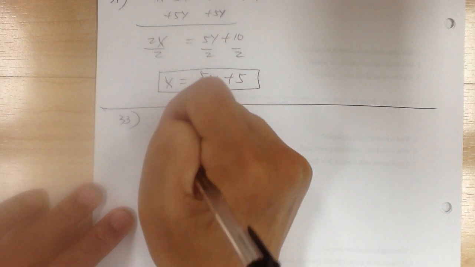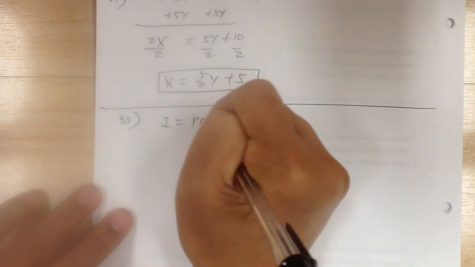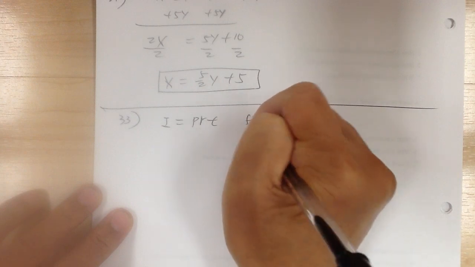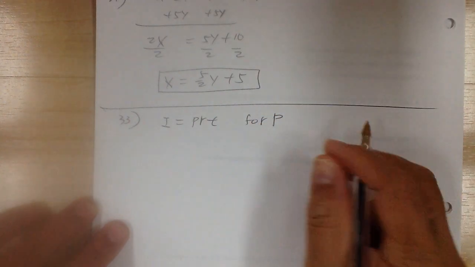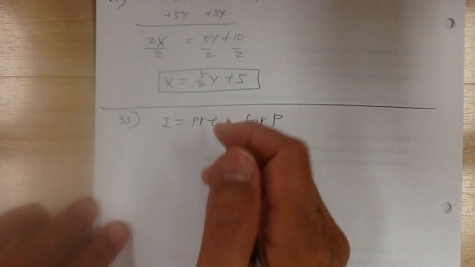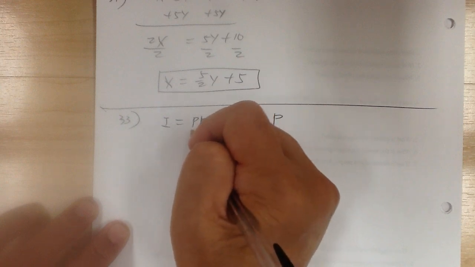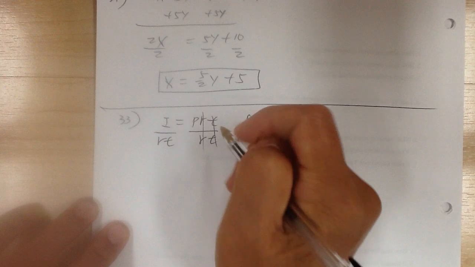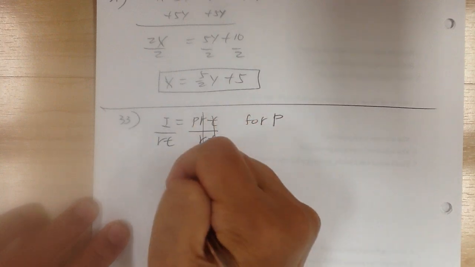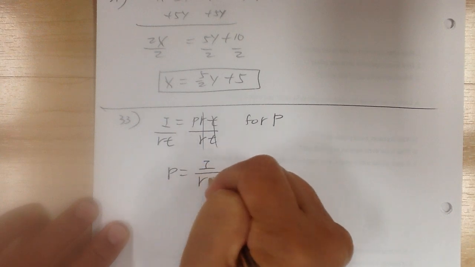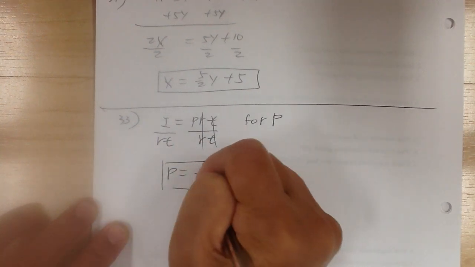Okay, next one. So you have the I equal to prt. And you want to have the p by itself. So you need to get rid of the r and the t. So these are multiplication. So undo multiplication, you need to divide. So divide. So that this will cancel out. And so that's it. So you got p equal to I over rt.